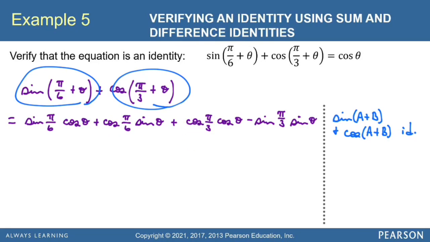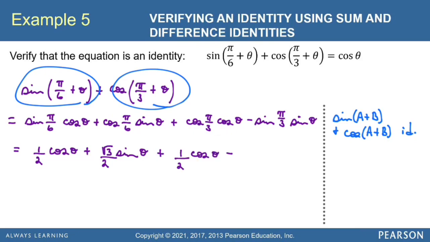The next thing to do is to substitute our known values in each term. So we know that pi over 6 is equal to 30 degrees, and we know that the sine of 30 degrees is 1/2. That's going to be times the cosine of theta. Then in the next term, we have cosine of pi over 6 times sine of theta. So that's going to be cosine of 30 degrees, which is square root of 3 over 2 times the sine of theta. Then in the next term, cosine of pi over 3, which is cosine of 60 degrees, which is 1/2, times cosine of theta.